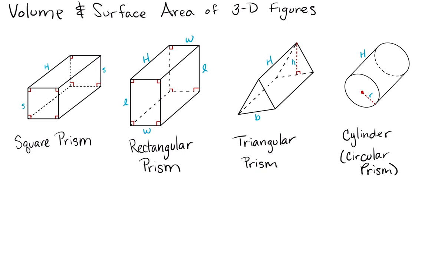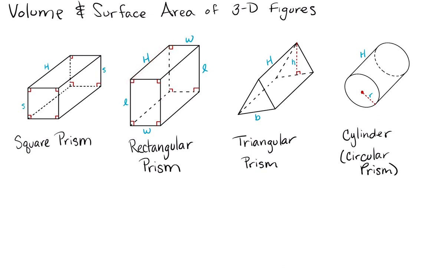The second one is a rectangular prism. See how it has a similar shape to the square, but instead of a square, the edge here is a rectangle. Again, we can see that because we have 90-degree corners, and we also have two different side length values for that rectangle on the edge. And again, two rectangles running parallel that are connected by a height.